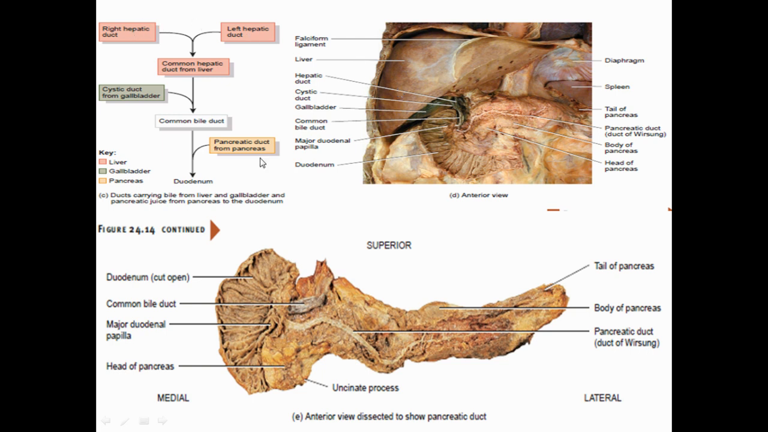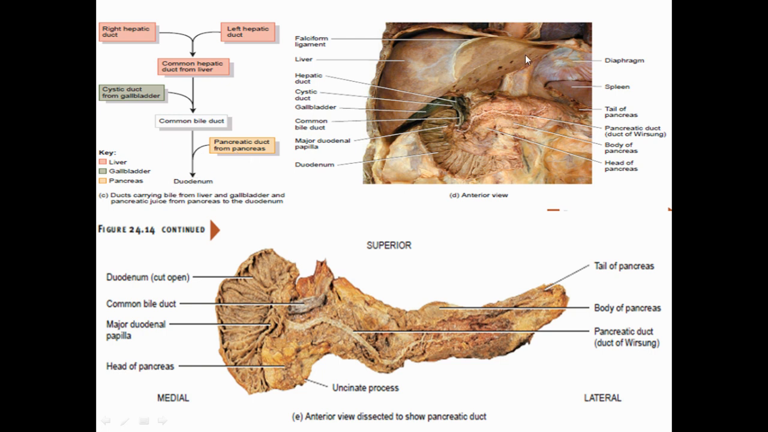This is the picture representation of how the pancreatic juice and the bile are flowing into the duodenum. You can see the ducts carrying bile from the liver and gallbladder and pancreatic juice from the pancreas to the duodenum. The right hepatic duct and left hepatic duct join together to form the common hepatic duct from the liver. This will join with the cystic duct from the gallbladder to form the common bile duct. This common bile duct will again join with the pancreatic duct from the pancreas and flow into the duodenum.